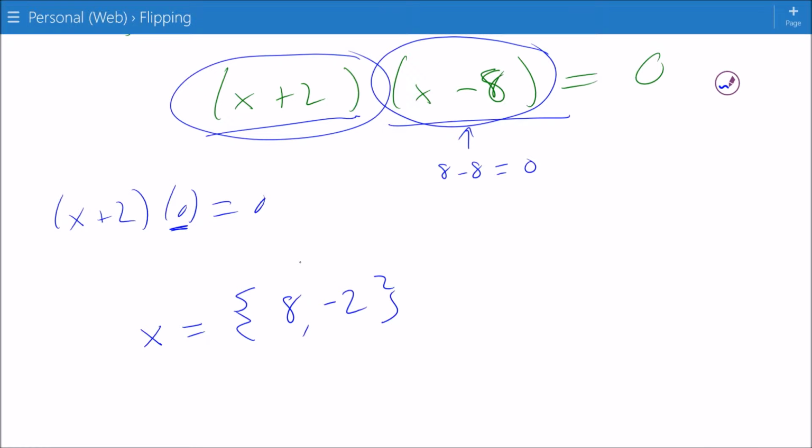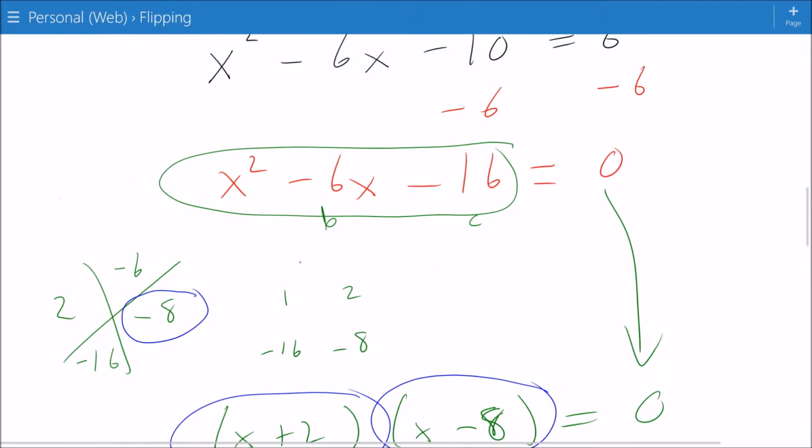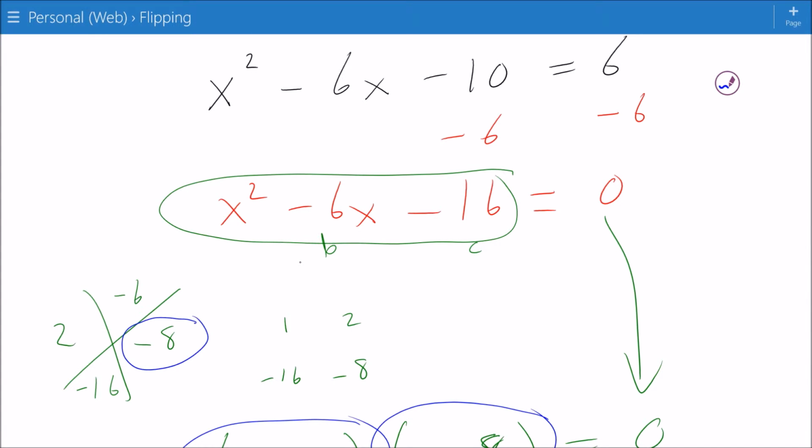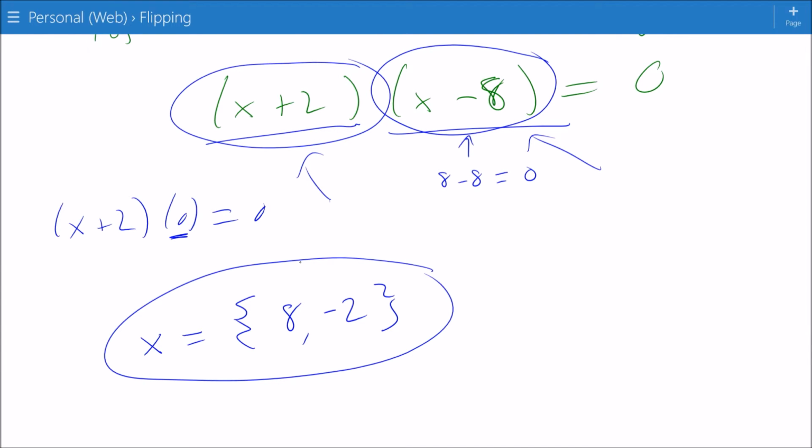But for right now, all you need to know is once you've got it factored out, find out what's going to make these binomials right here equal to 0. Those are your values of x. You have solved. Make sure first of all that you set the right side, or the non-quadratic side of the equation, equal to 0. And then you can factor and solve for x.